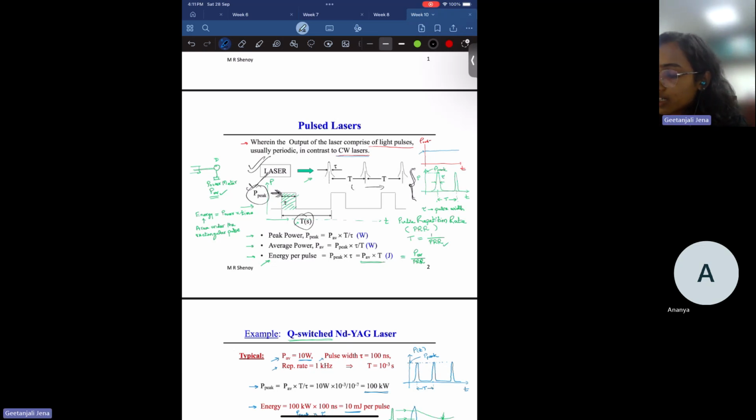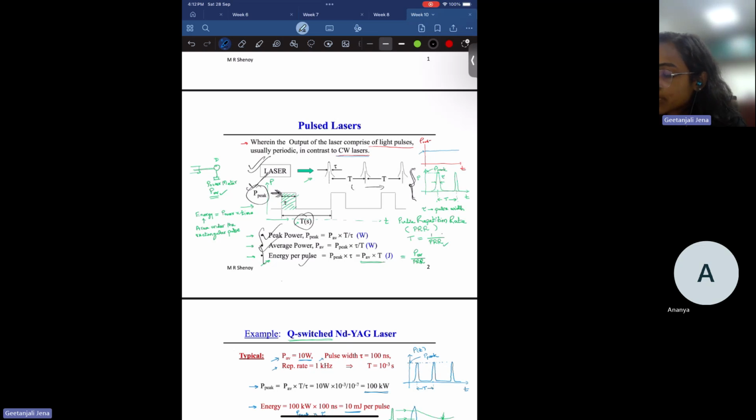Let's say you are given the time period T and the full width at half maximum, tau. Then you can calculate three important parameters of a pulsed laser. Normally we specify a pulse laser using these parameters. One is the peak power, which is given by P peak equal to P average into T by tau. The average power is given by P peak into tau by T. And the energy per pulse is given by P peak into tau, or P average into capital T.